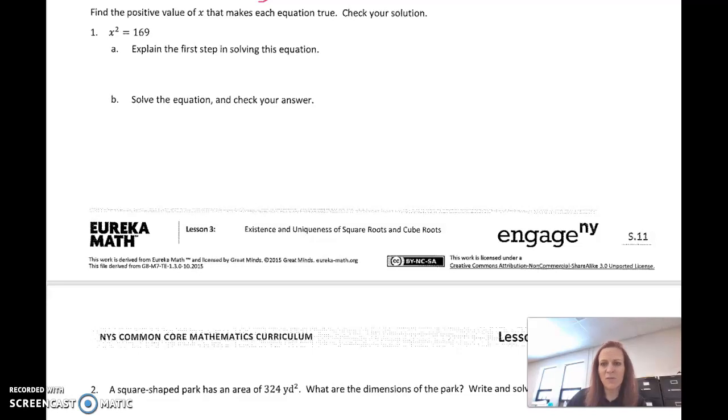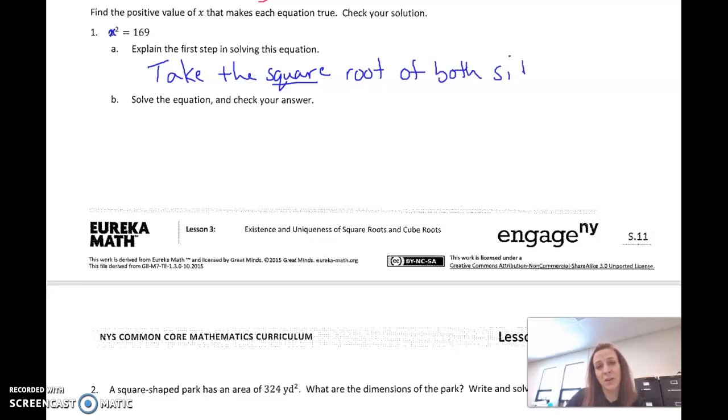Okay, so what's the first thing I need to do here? Well, remember, I'm solving for x. So what do I need to get rid of? I need to get rid of that little 2, that squared part there. So I'm going to take the square root, because taking the square root undoes squaring something. So take the square root of both sides. Because again, whatever we do to one side, we have to do to the other.